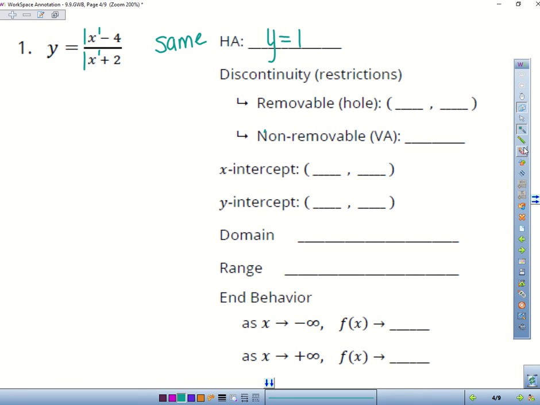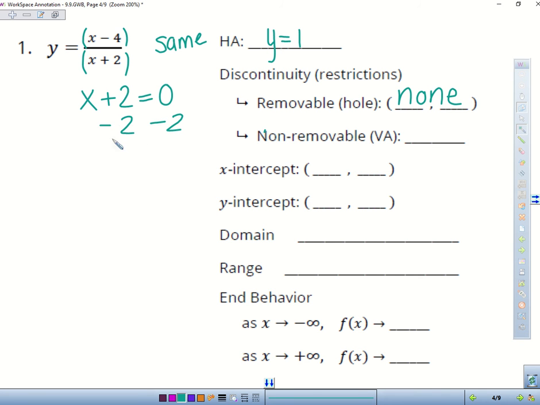Now, in this particular equation, is there anything we need to factor here? No. Is there anything that cancels out? No. So there's no hole. Is there a denominator that we have to set equal to 0 to find a restriction on? Yes. So we take that denominator, we set it equal to 0, and very good, we solve for x, and x is equal to -2.